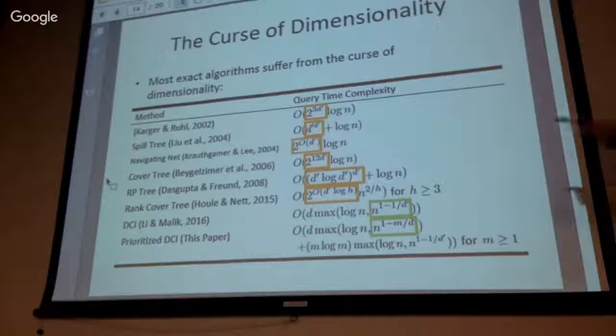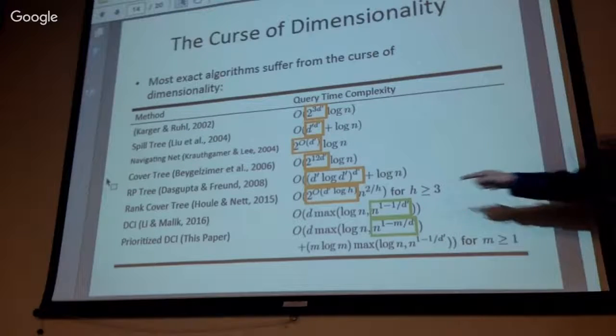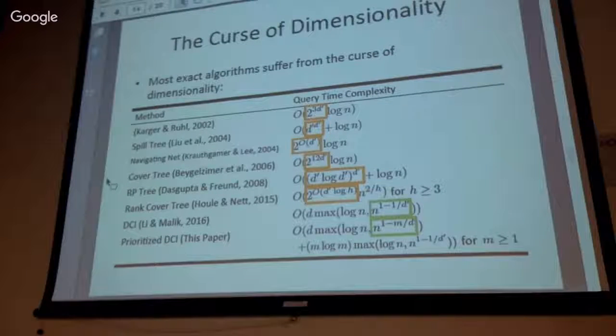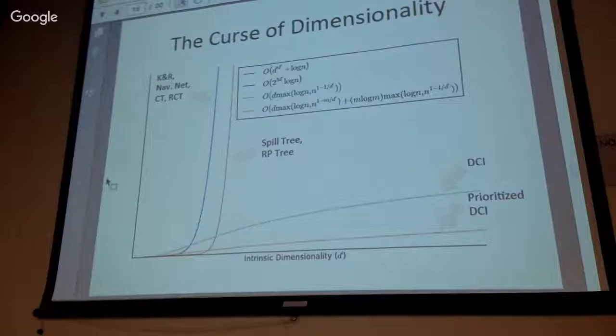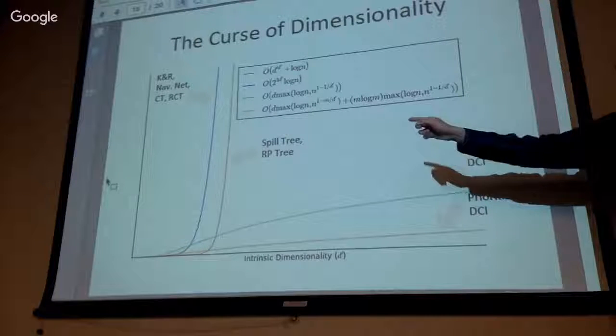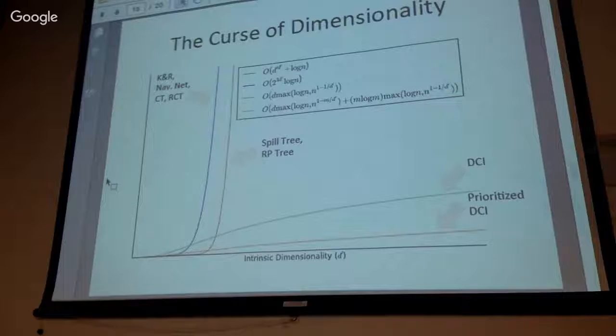DCI is our previous paper, and there the running time is actually sublinear, depending sublinearly on the intrinsic dimensionality. In this paper, we further improve the dependence on the intrinsic dimensionality. Because the complexities are kind of hard to parse, here's a plot. The red and the blue curves correspond to all the other methods. The green curve corresponds to our previous paper. The orange curve corresponds to this paper.